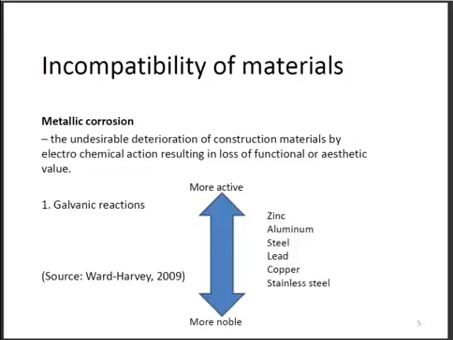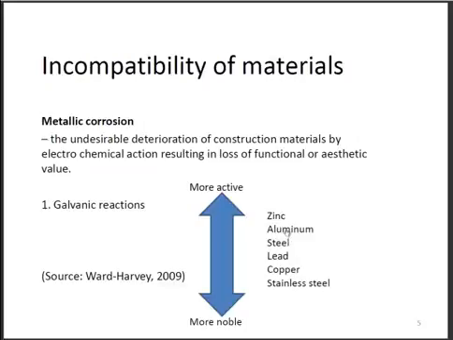Metallic corrosion. Metallic corrosion is an undesirable deterioration of construction materials by electrochemical action resulting in loss of functional or aesthetic value. There are two types of metallic corrosion. The first is galvanic reactions. You can use the figure here to understand galvanic reactions.